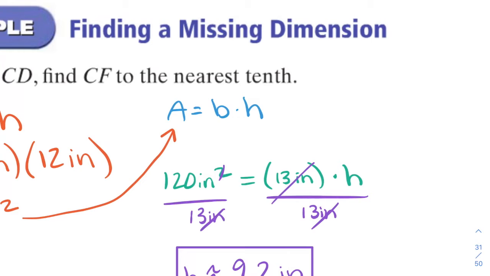So what I did was I worked forward to get the area, then I used the area to work backwards to find a missing height, which is about 9.2. If you do the math, 9.2 inches times 13 inches is almost 120. Because of rounding, it changed a little bit. And I think it was like 119.6 or something like that.